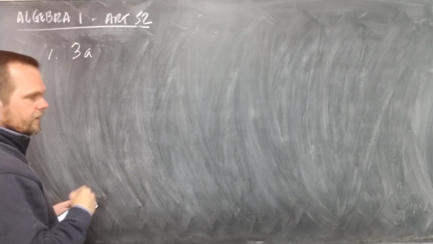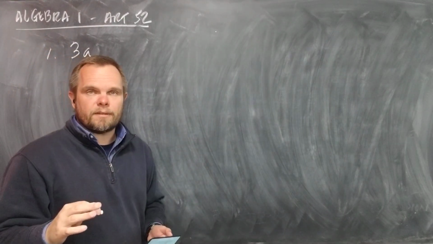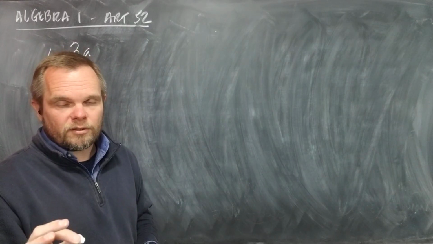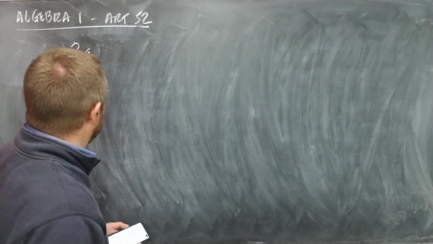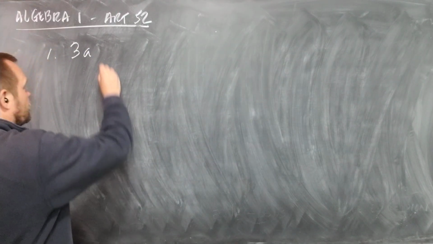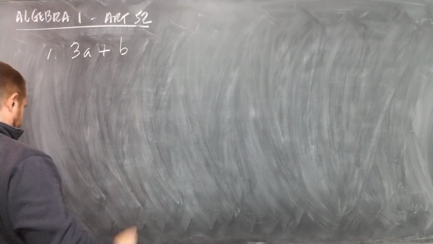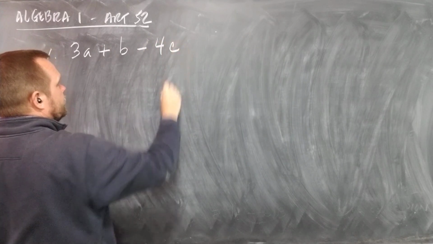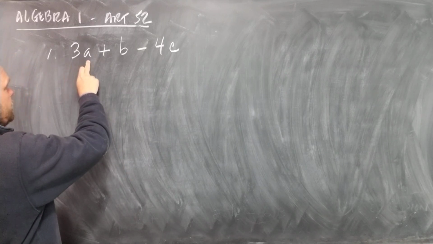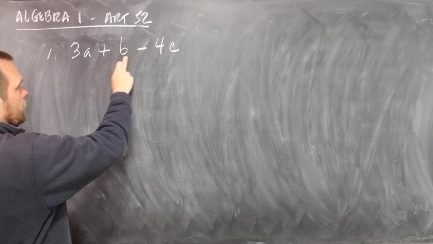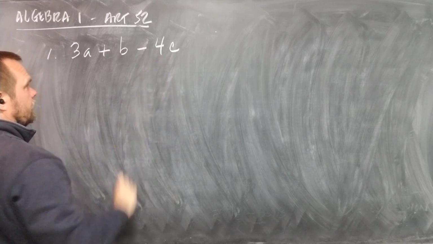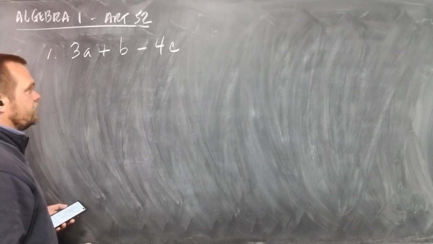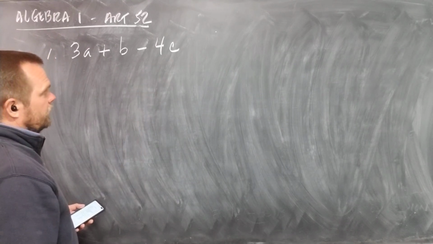And the commas in these sentences usually separate terms. So the punctuation is actually very important in these exercises. 3 times A plus B minus 4 times C. That's the way to express that first sentence using algebraic symbols.